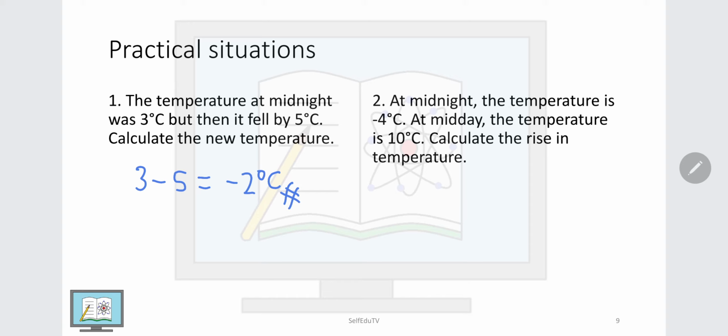At midnight, the temperature is negative 4 degrees Celsius. At midday, the temperature is 10 degrees Celsius. Calculate the rise in temperature. To calculate the rise, we take the highest temperature minus the lowest temperature. The highest temperature is 10 degrees Celsius. The lowest will be negative 4. So minus negative 4. Try to recall the rule: negative, negative become positive. That's the answer.